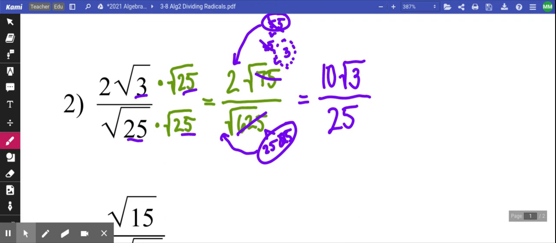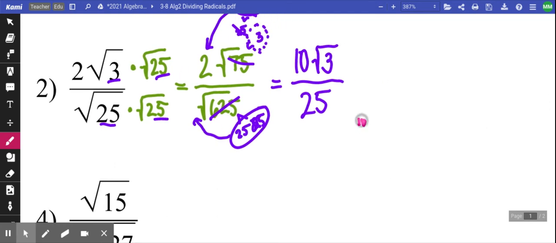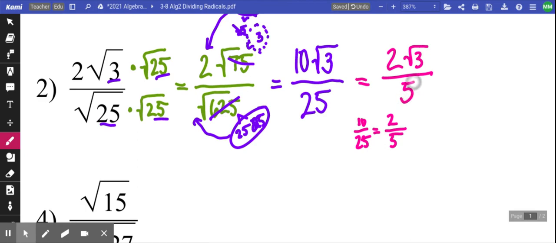All right, 10 over 25. So I'm just going to use a little scratch pad down here. 10 over 25. I know 5 can go into both of them, right? So if I divide by 5, then that's 2 over 5, 2/5. So look at this. This 10 turns into a 2. Radical 3 doesn't change. This 25 turns into a 5. That's it. That's all you got to do. Not so bad. All right, let's do the next one.